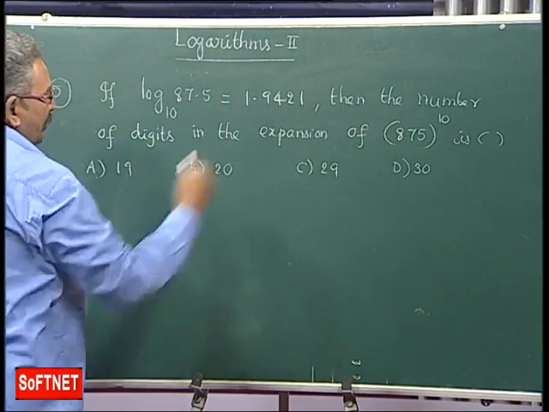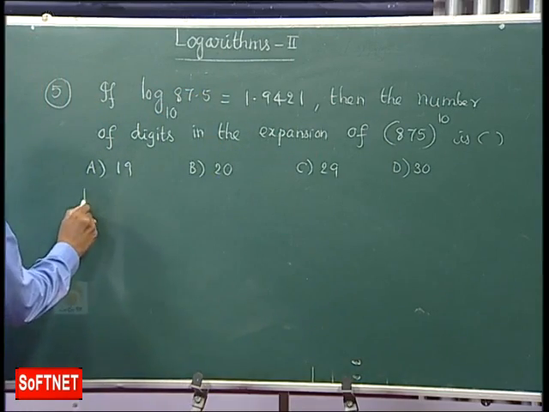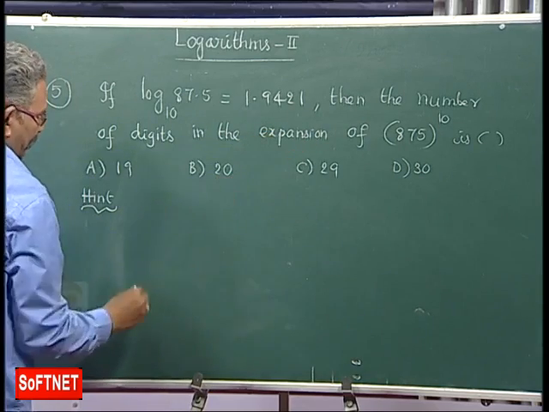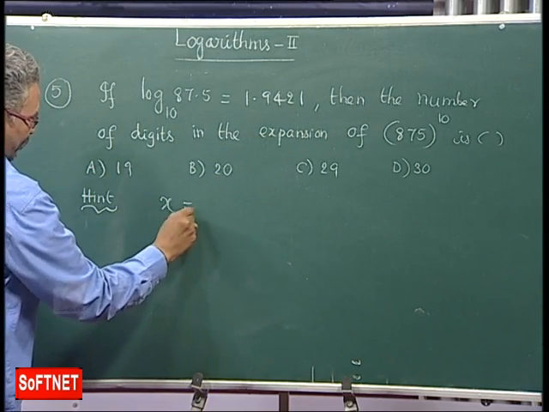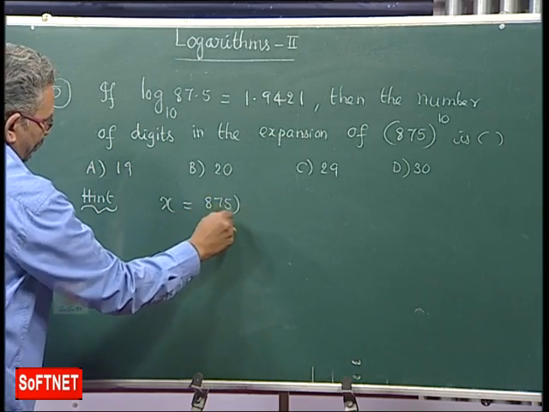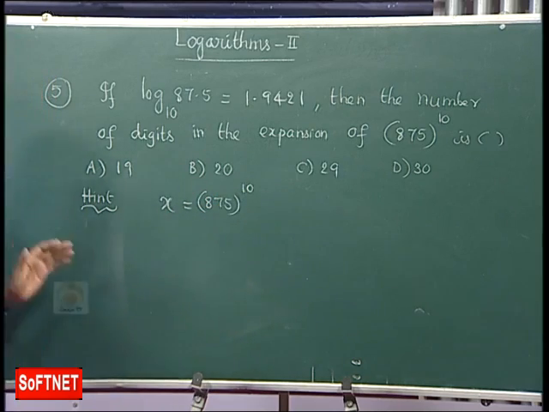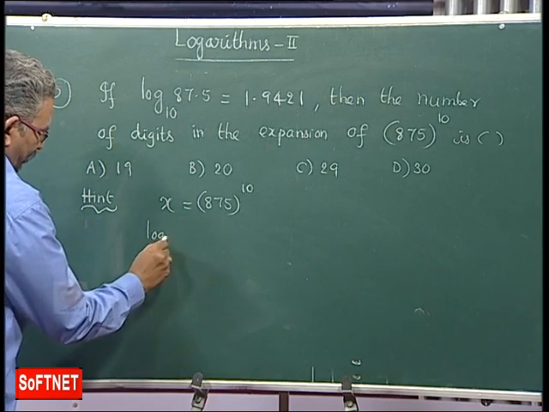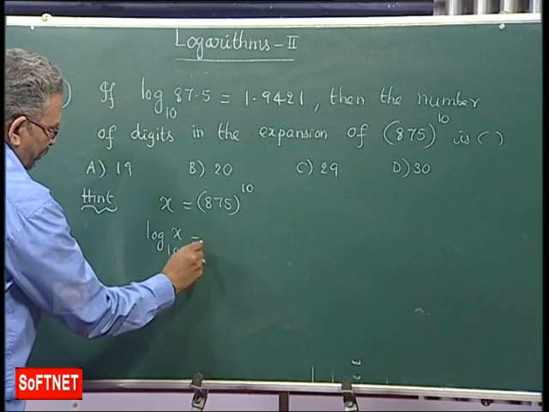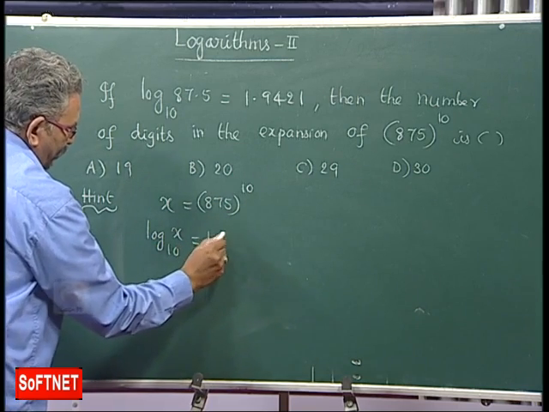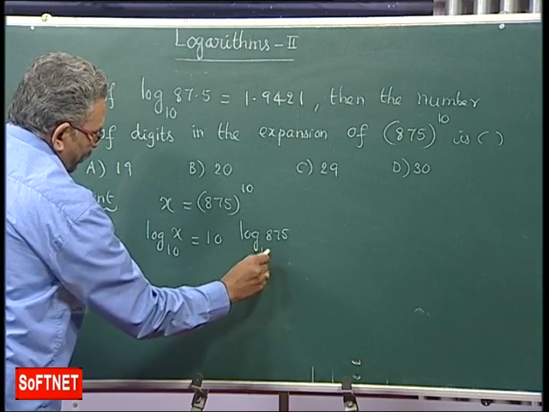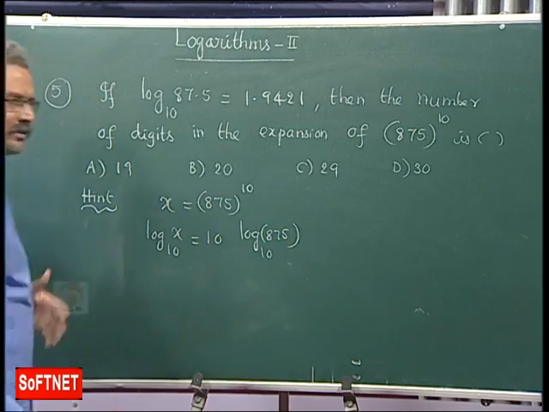In the similar pattern, we can find out. So now take this number, say x, apply logarithm on both sides to the base 10. Log x to the base 10 is equal to, this becomes 10 into log 875 to the base 10. Can I write like this? Yes.